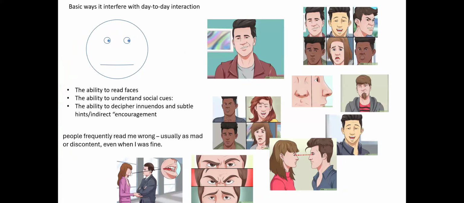Other things that'll happen, I can't read faces because, again, all that information is going in and it's not going straight to the part where it says, hey, this is how you interpret his facial expression. It's going into a mush of information. I'm absorbing all the social cues and innuendos and indirect encouragement things. And so it's very confounding for me to interpret all these things. And people frequently read me wrong, usually as mad or discontent, even though I was fine, because I don't know how to convey the proper facial expression. And usually I like to tell people they read me wrong, which is fine because I'm reading them wrong too.